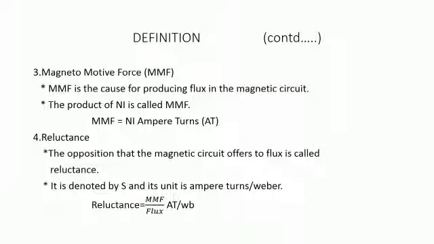Next, reluctance. The opposition that the magnetic circuit offers to flux is called reluctance. What is resistance? It opposes the flow of current. Similarly, here in the flux there is reluctance, which opposes the flow of flux. It is denoted by S and its unit is ampere turns per Weber. So reluctance is equal to mmf per flux, unit ampere turn per Weber.